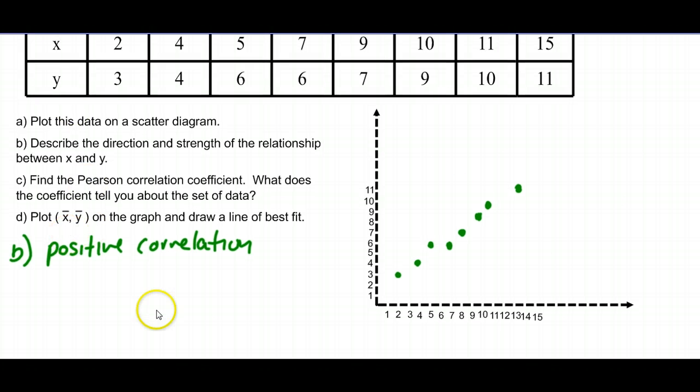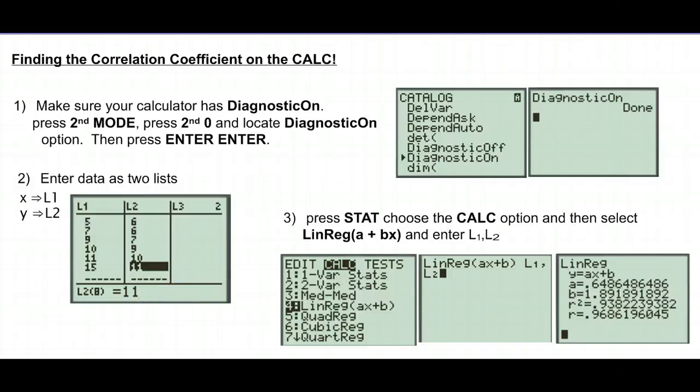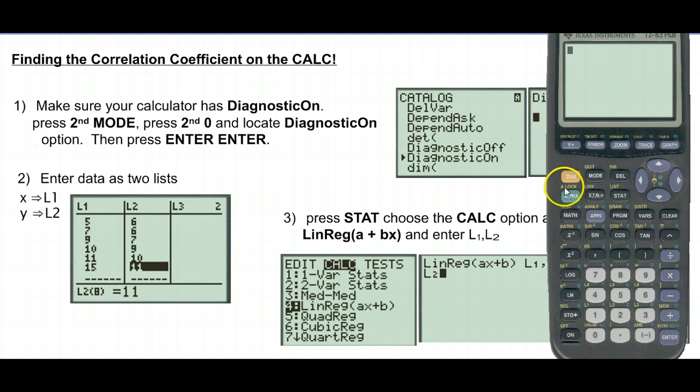So the next part is finding the Pearson correlation coefficient. I will explain what this actually means, but I'm going to show you how to find it first. To do that by hand would take a long process, but we have a calculator way, right? So first, when you turn on your calculator, you're going to go to second, catalog, and then go all the way down to D. You can just press D right here to get there a little faster. Right here, diagnostic on, you're going to press enter, enter, and then do that, right?